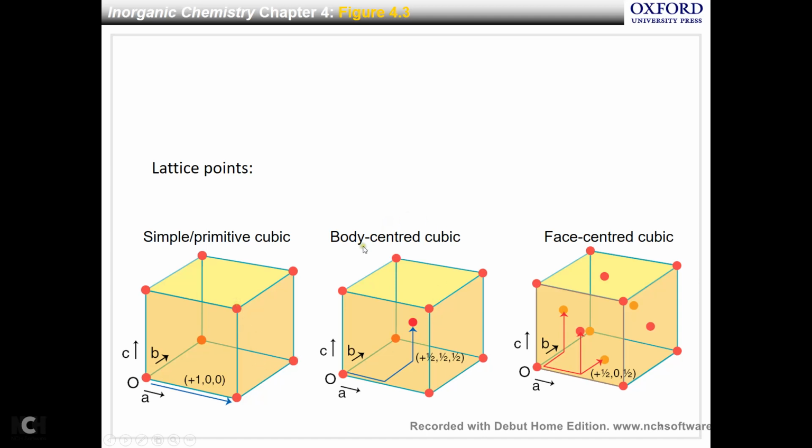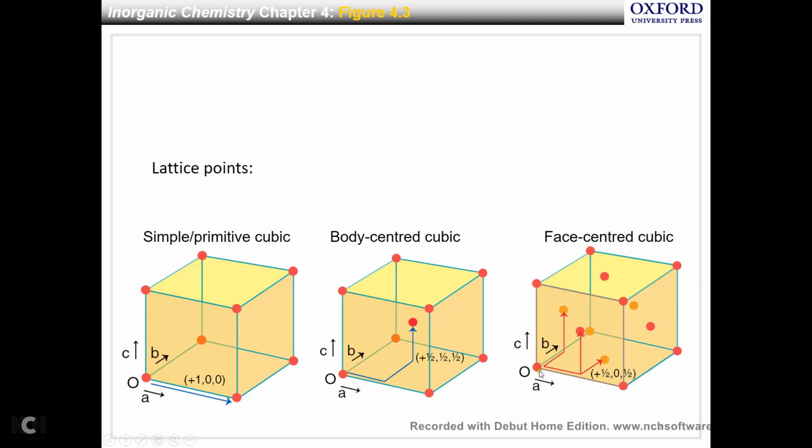All right? In the body-centered structure, you have a lattice point in the middle, it's half, half, half. And now, face-centered, you have 6 atoms sitting on the center of the 6 faces. And then what you can see is, if you look at this lattice point, the coordinate is actually half A, half B, and 0C. So it's supposed to be half, half, and 0.